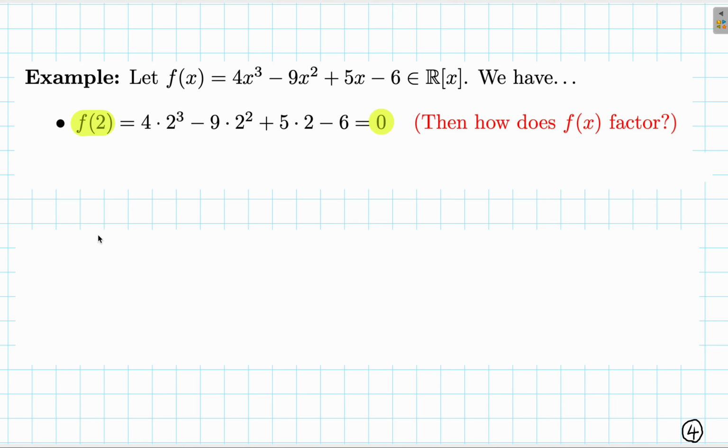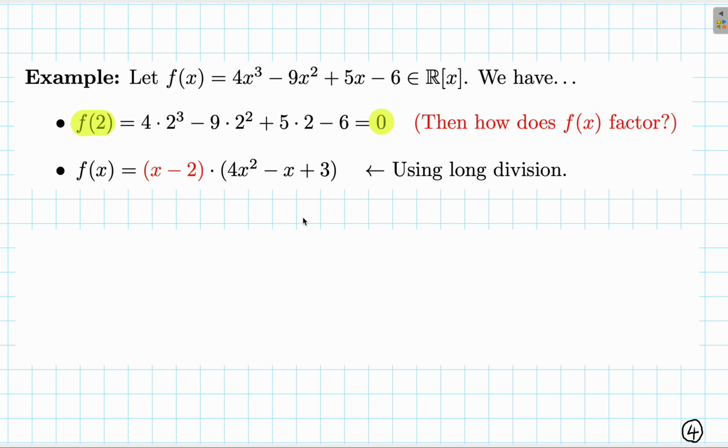And then we asked, well, what does that result tell us about the way our polynomial f of x factors? Well, it turns out that one of the factors of f of x is x minus 2. And then we can find the other factor, in this case 4x squared minus x plus 3, using long division. But the key thing here is that f of x has a factor x minus 2, and we also saw that f of 2 is equal to 0. And we'll discuss the connections between these two observations in the next slide.